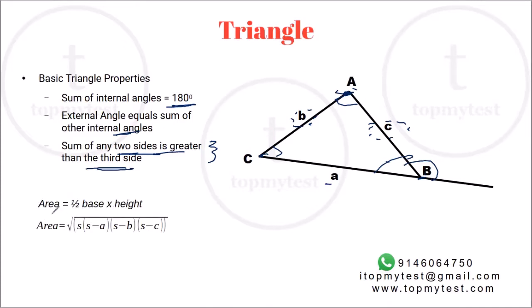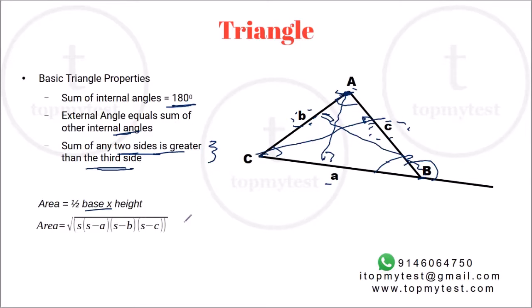Right? Then you have the basic area formulas. Area is half of base into height. What is height? Height is a perpendicular which is dropped from a corner to a side. So you'll have three perpendiculars which can be dropped, right? So you can have any base multiplied by height, half of that will be the area.